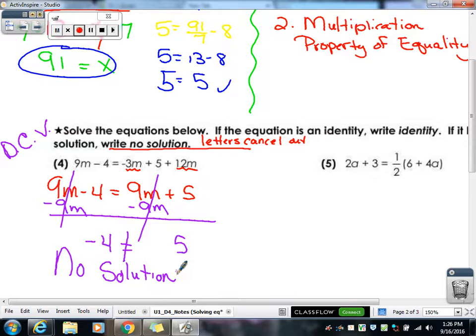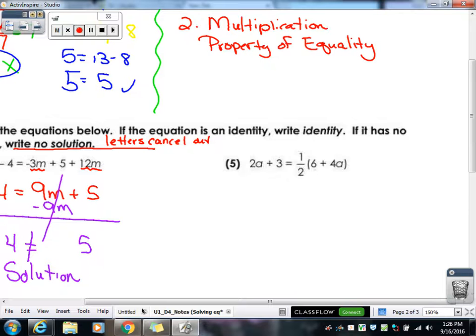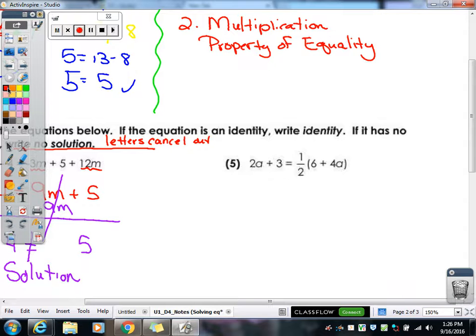So the next one is an example of what we call identity. Identity, your letters may cancel out or your numbers may cancel out. Identity means, just like we talked about the identity property, right? Identity means that both sides are the same. So when both sides are the same, everything's going to match. So everything will just eventually cancel out.